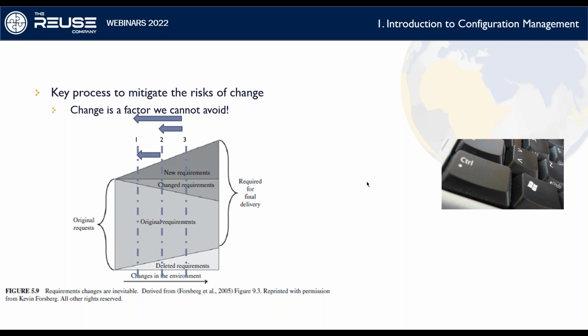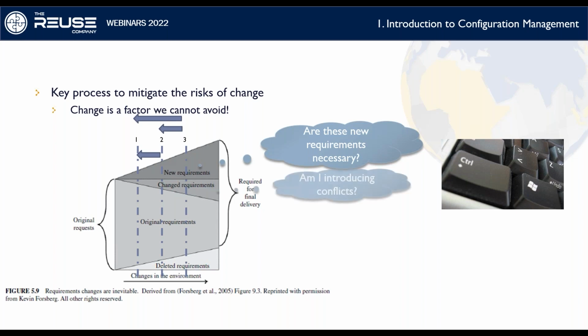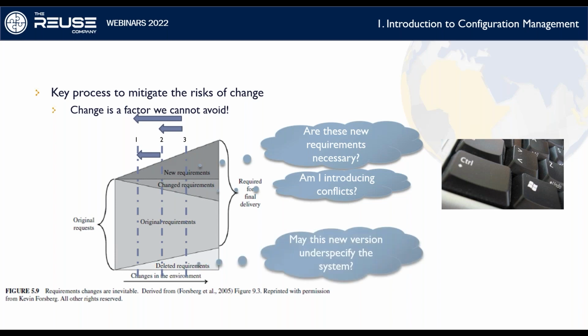It's to mitigate the risk of change and anticipate the risk of change. When we talk about new requirements, we have to think: are these requirements necessary? Am I over-specifying the specification? When you change something in the existing specification, you have to think: are you introducing any conflicts? And of course, when you delete requirements, you have the opposite problem, which is that you might under-specify the system. So the required specification for final delivery shall also take into account these aspects.